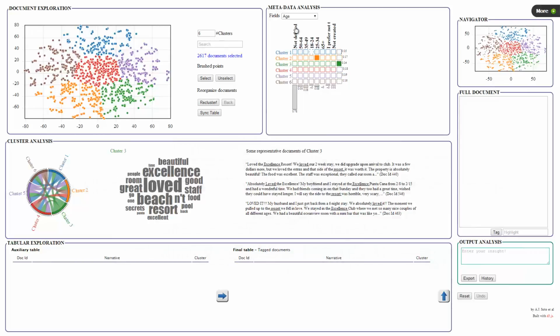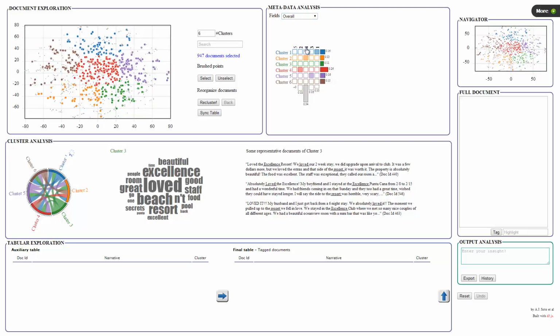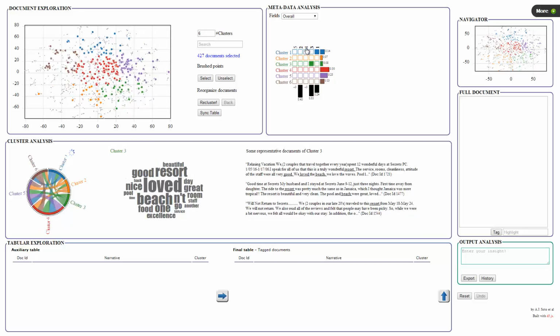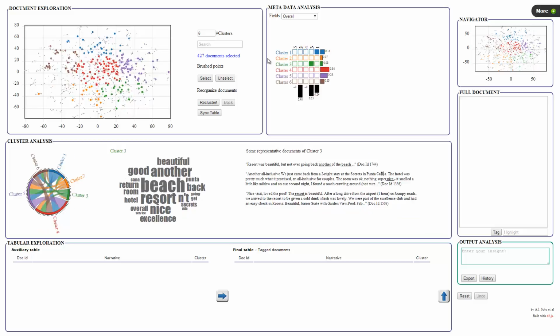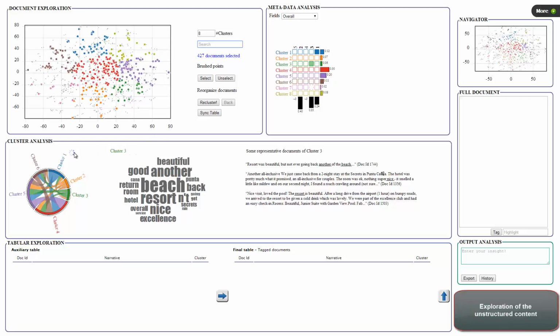We start by filtering out the reviews that gave a 5 or 4-star rating to the hotel. We can do this by clicking the corresponding values in the metadata analysis panel. Let's use 8 clusters to organize the reviews in different groups. We start inspecting each cluster, aiming at summarizing their content.